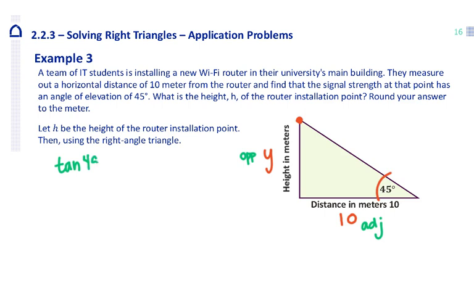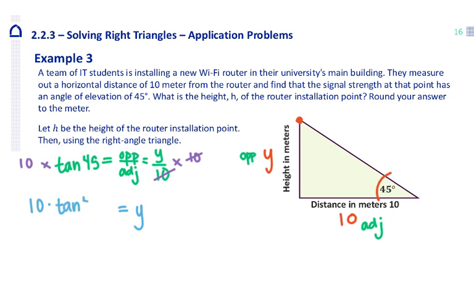Tan of 45 is the opposite over the adjacent, which in this case is y divided by 10. We want to solve for y, so we'll multiply both sides by 10, and it cancels, and we get that y is 10 times the tan of 45, so we'll get that y equals 10 meters high.